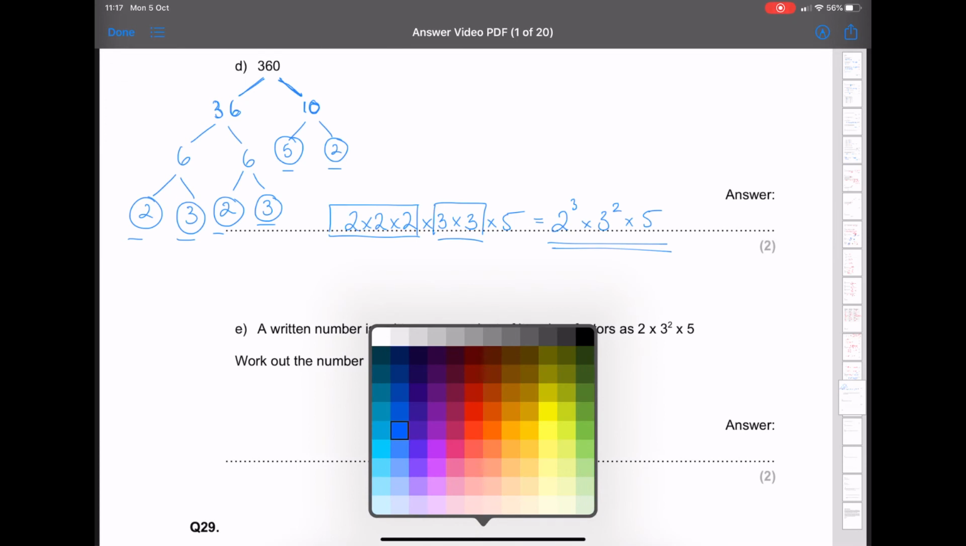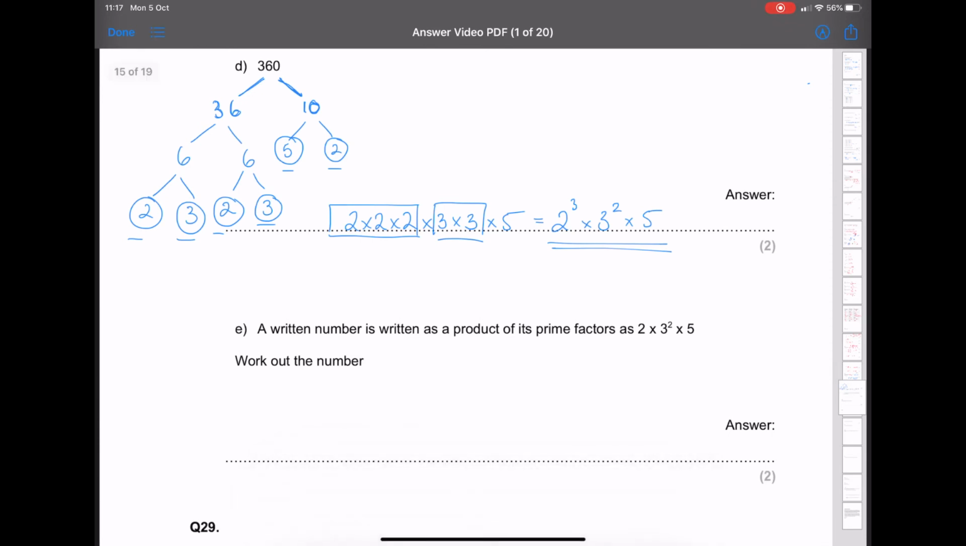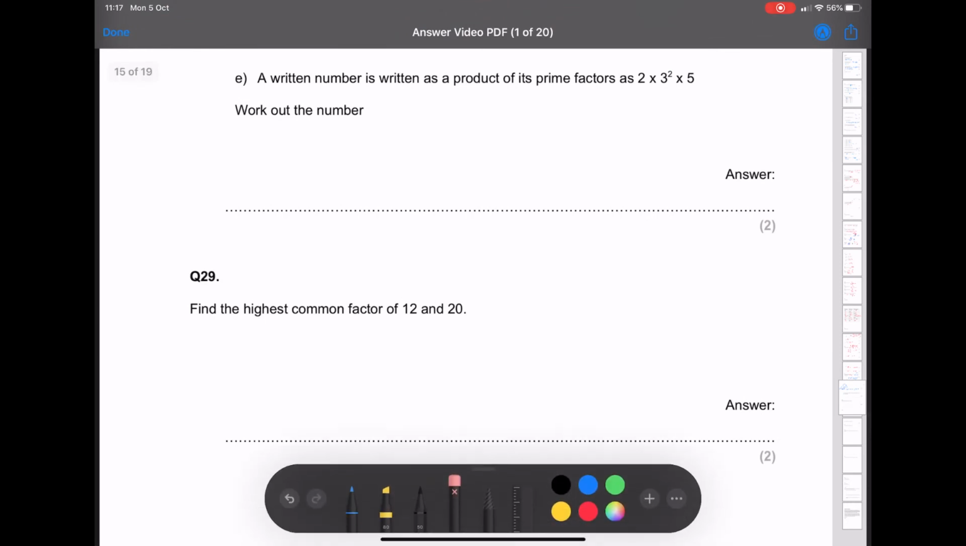All right, so the next one. A number is written as a product of its prime factors as 2 times 3 squared times 5. Work out the number. Okay, well, if we're going to work out this number, all we need to do is do this calculation here. So 2 times 3 squared times 5. Well, that's 2 times 3 times 3 times 5. So it just depends on how you're going to work that out without a calculator.